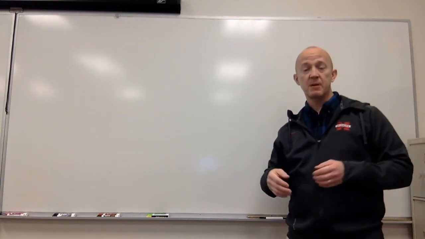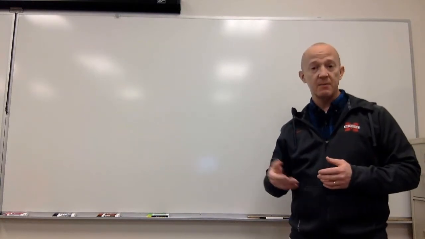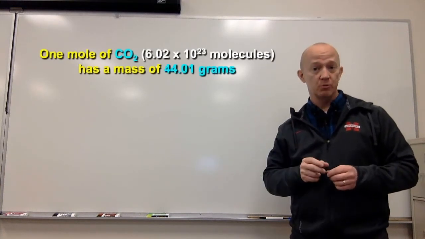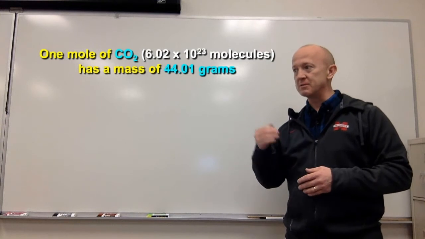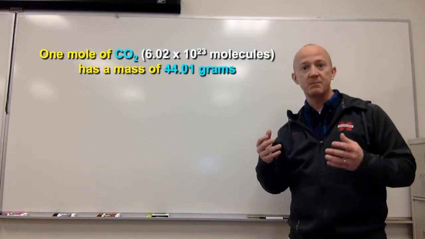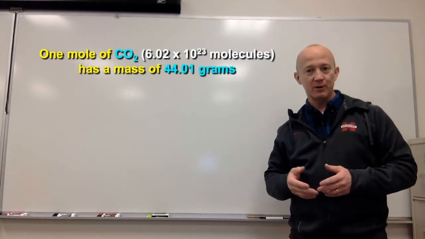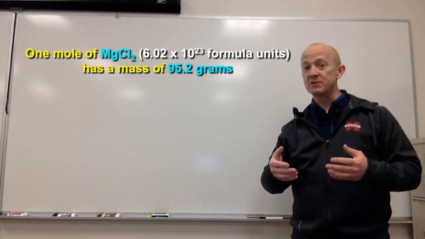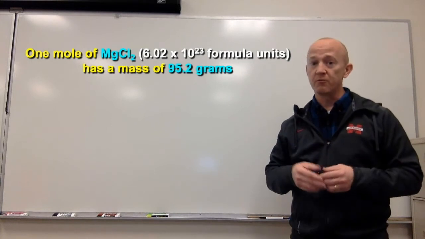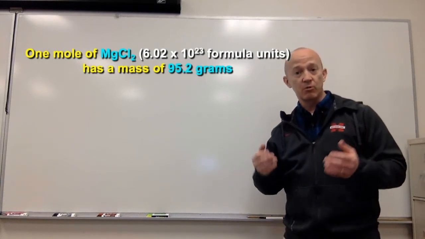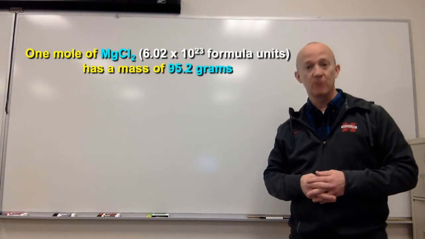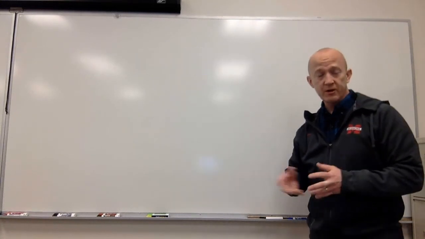Remember that we're talking about 1 mole's worth of that compound. So 1 mole of carbon dioxide molecules, 6.02 times 10 to the 23rd carbon dioxide molecules, has a mass of 44.01 grams. 1 mole, or 6.02 times 10 to the 23rd formula units of magnesium chloride, has a mass of 95.2 grams per mole. So let's try a calculation then.